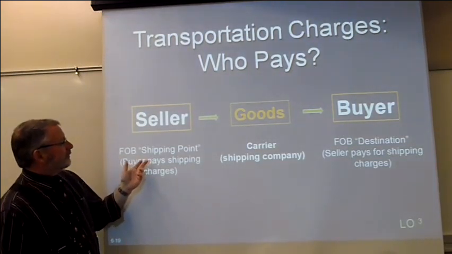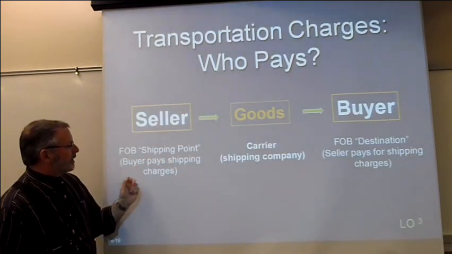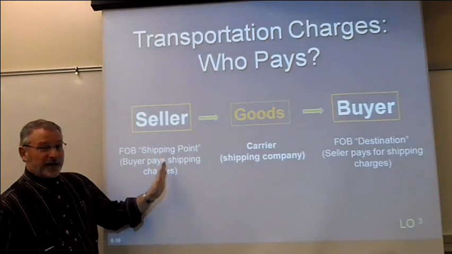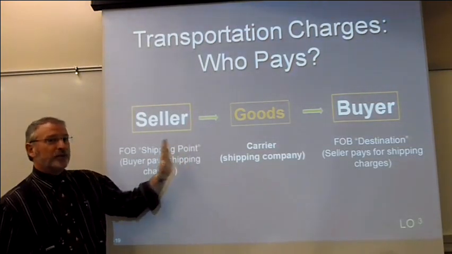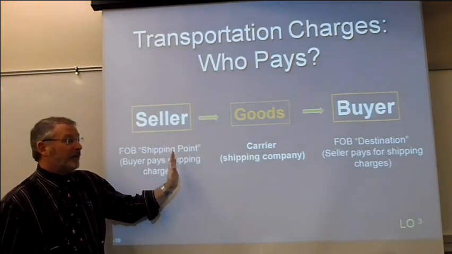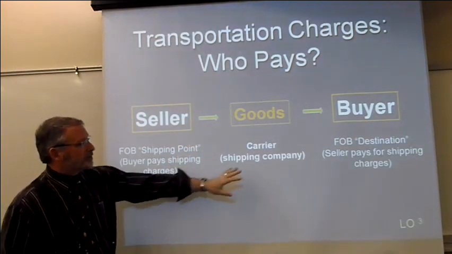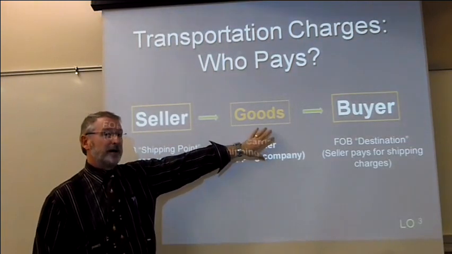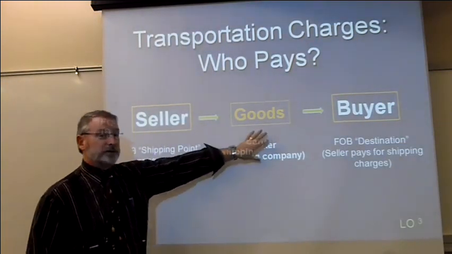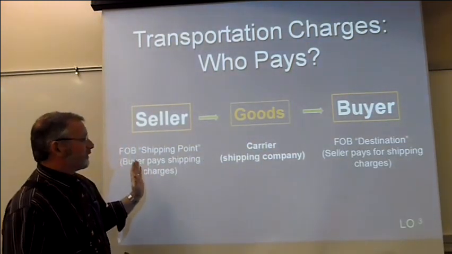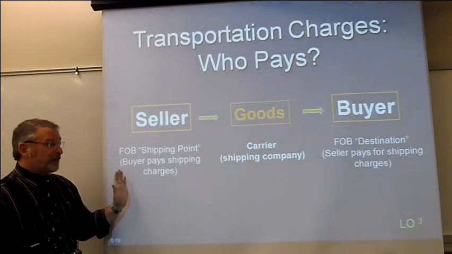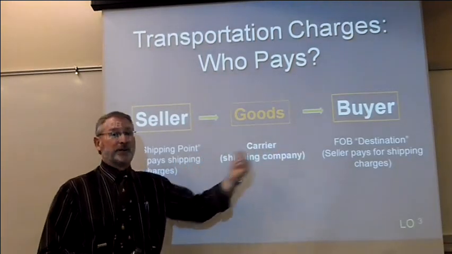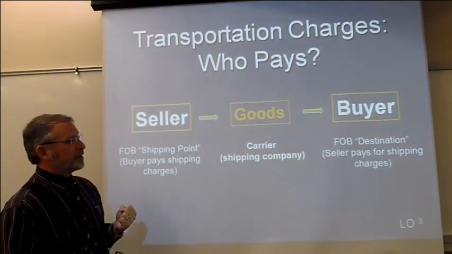So you'll notice that if the terms are FOB shipping point, that means that the buyer pays the shipping charges. The shipping point is defined as the saw-off point between when the seller stops paying and when the buyer starts paying. So the carrier was going to charge somebody $75 for shipping those goods. The question is, who pays? If it's FOB shipping point, that means the seller stops paying at the shipping point and the buyer starts paying. So the buyer would be on the hook for those charges.